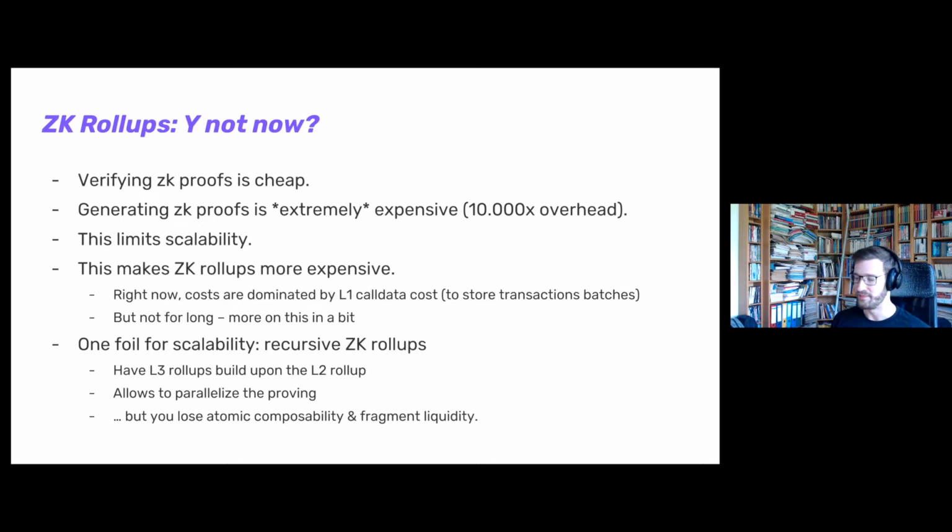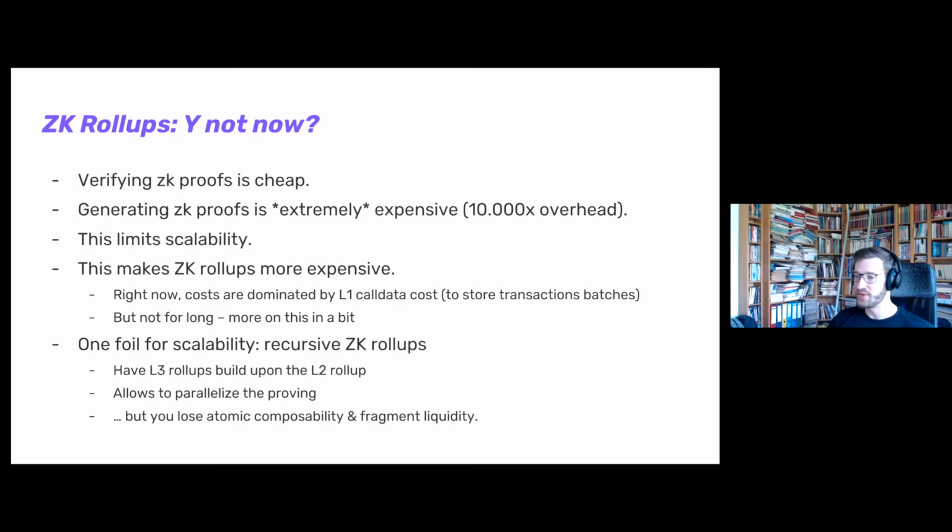So on L2 or L1, if you want, you can just borrow from Aave and then swap on Uniswap and then use some other service and do a whole bunch of things in a single transaction. And it's done atomically, all or nothing. If you have an L3, suddenly you can't do things on L3 and L2 atomically. That's no longer possible.